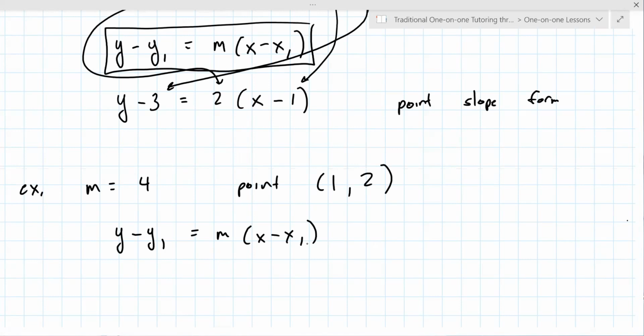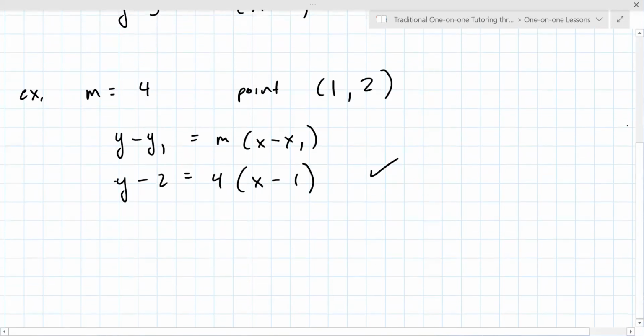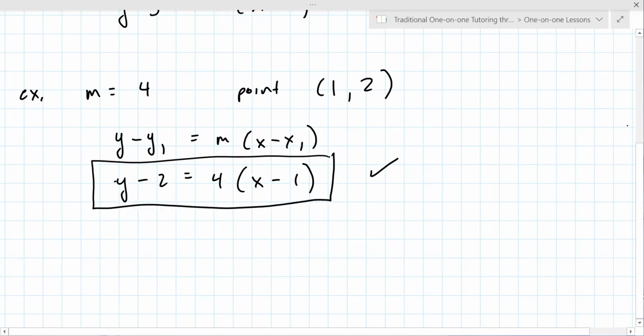Okay, so would it be like y minus 2 equals 4(x minus 1)? Yes. So then, how would I keep writing it out? That's it. You're done. And this is the hardest part, you're like, wait, I'm done? Yeah, you're done. That's all you got to do there.